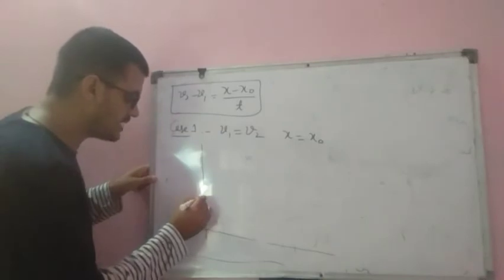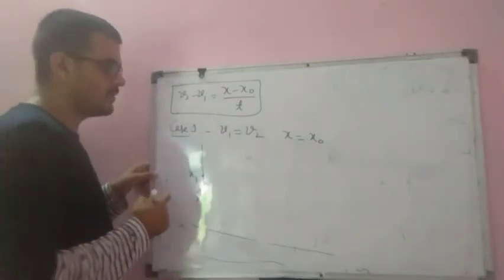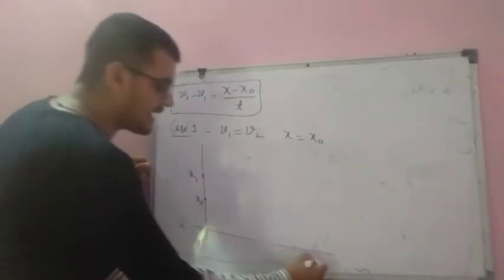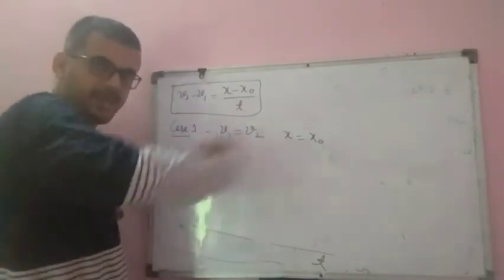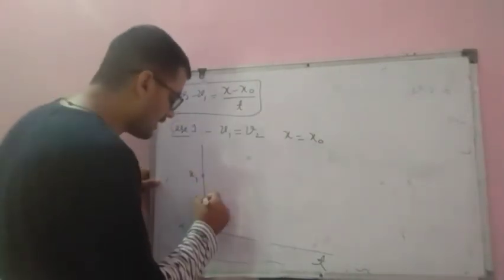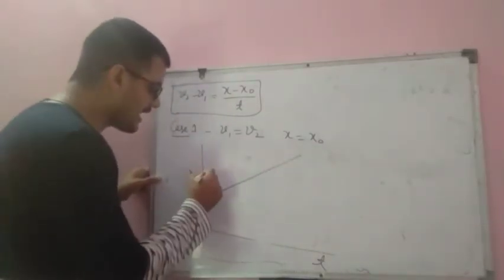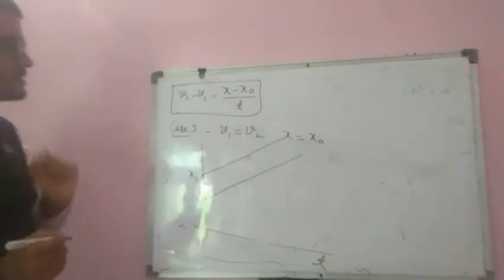Suppose this is the position of x0 and there will be x1. As both have this initial position, after time t, what will happen? Because both have the same speed, the shape of the graph will be a straight line and parallel to each other, okay, this one.